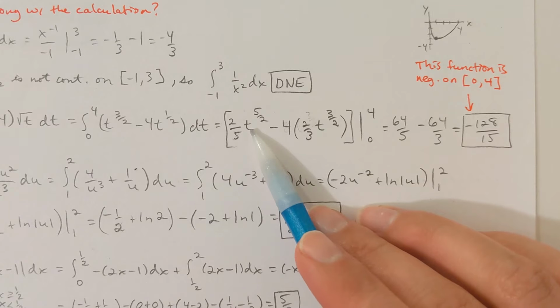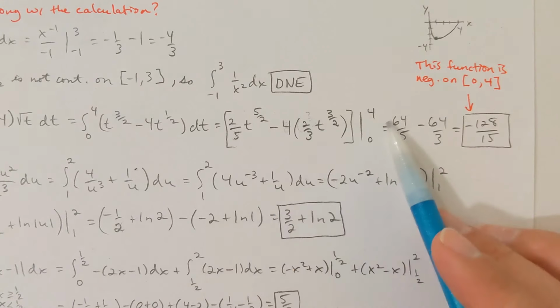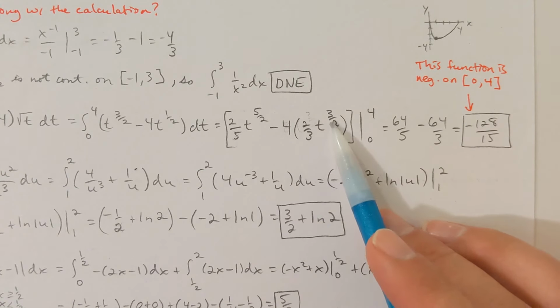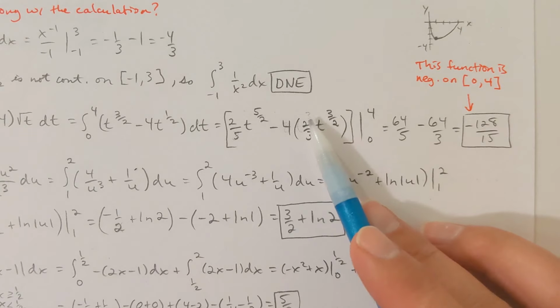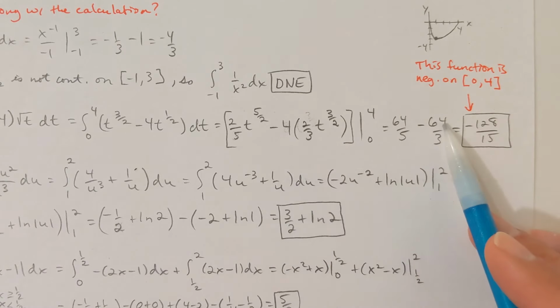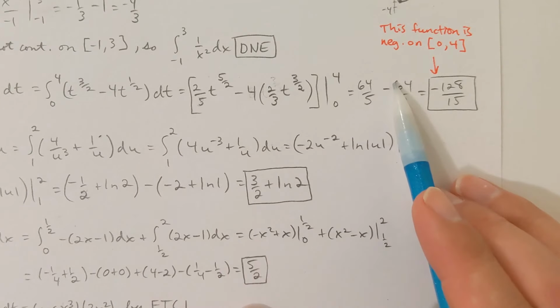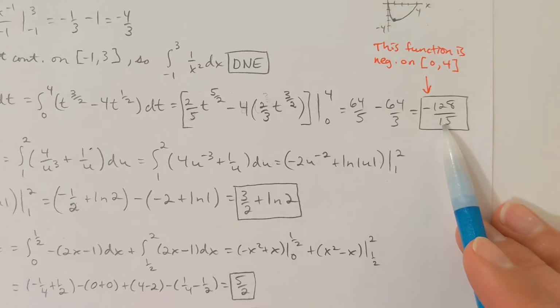4 to the 5 halves. Well, 4 to the 1 half would be 2. Square root of 4 is 2. 2 to the 5th is 32. Times 2 is 64, divided by 5. Minus 4 to the 3 halves. Well, 4 to the 1 half is 2. 2 cubed is 8. Times 2 is 16. Times 4 is 64, divided by 3. 64 fifths minus 64 thirds is negative 128 over 15.